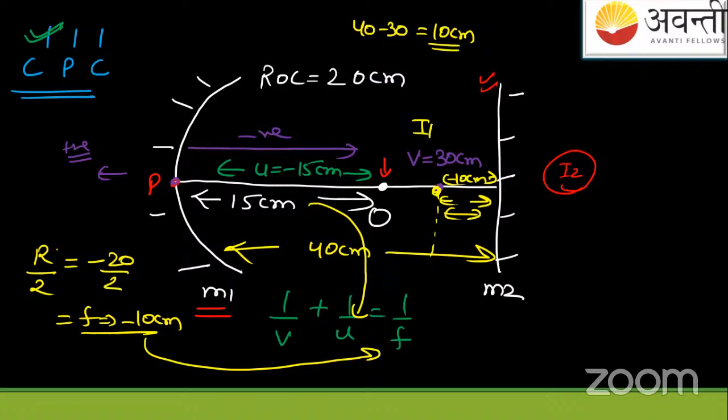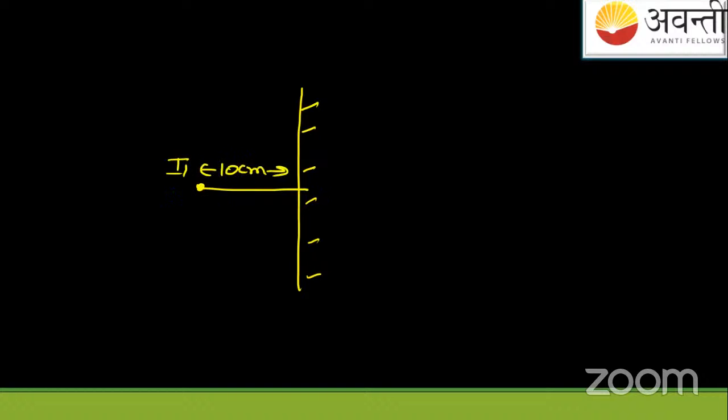Now the question is like this. This is a plane mirror, and you have an I1 image here at 10 centimeters. So this image, which is formed by the concave mirror, will act as an object for this plane mirror. Then you will get a second image, and we know the concept of how the image is formed.